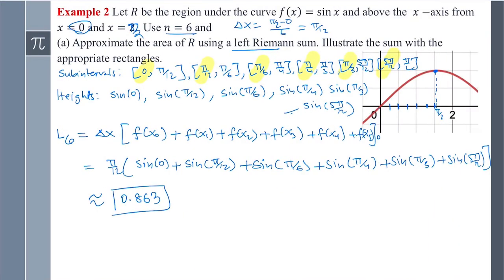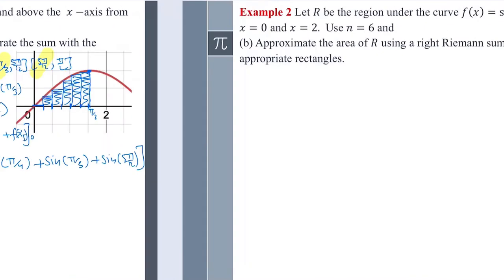So okay, let's go ahead and construct these rectangles. We forgot to do that. So the first rectangle is just 0. This is the second rectangle. This is the third rectangle. This is the fourth rectangle. This is the fifth rectangle. And then this is the sixth rectangle. So these are the areas that we are adding up with that left Riemann sum.